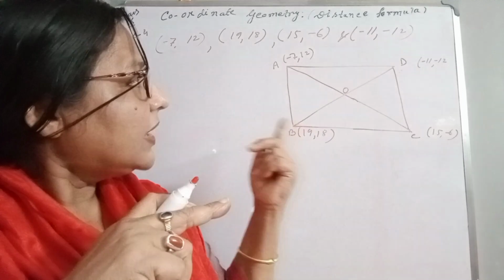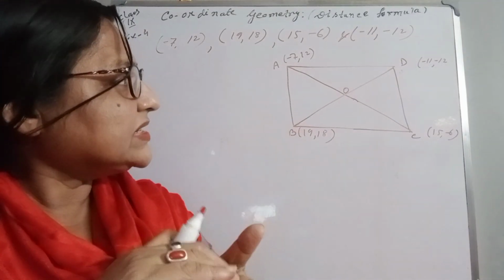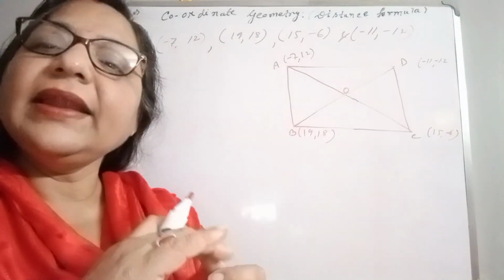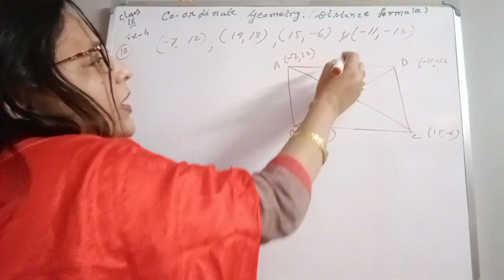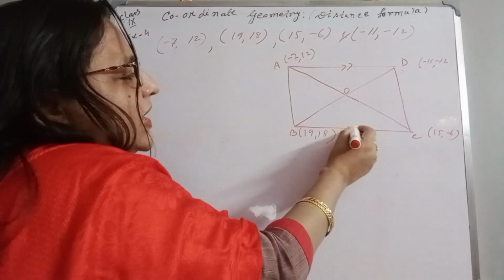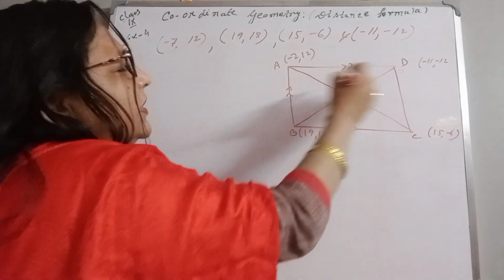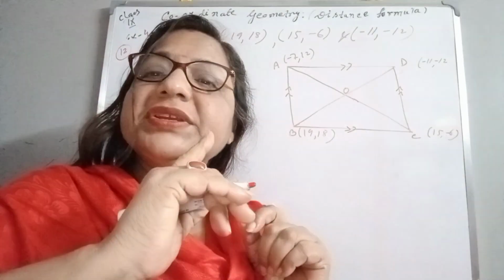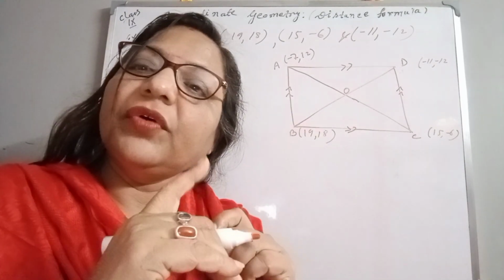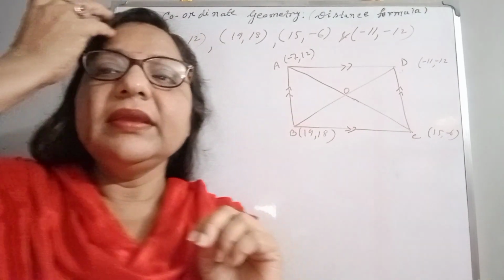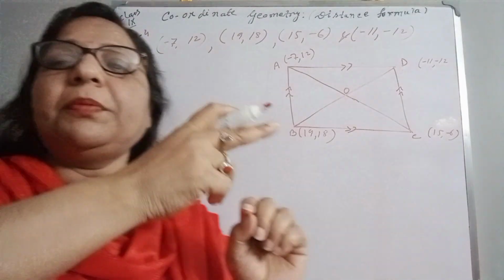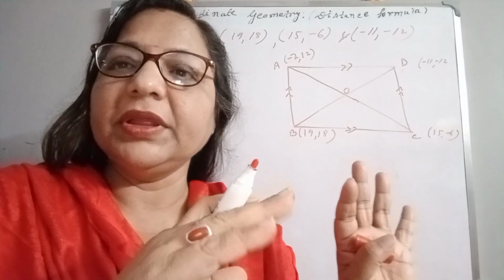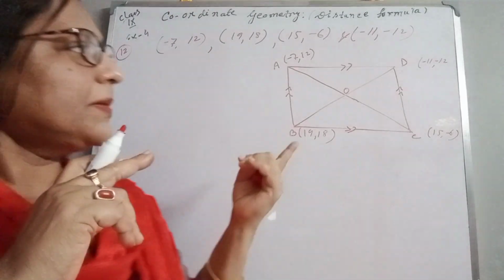That means in the parallelogram ABCD, we have to prove that AB is equal to DC and AB is parallel to DC, and AD is equal to BC and AD is parallel to BC. This is one property: opposite sides are parallel and equal for a parallelogram. But if we follow this property, the sum will be very long. So we will not use that property. Another property is there.